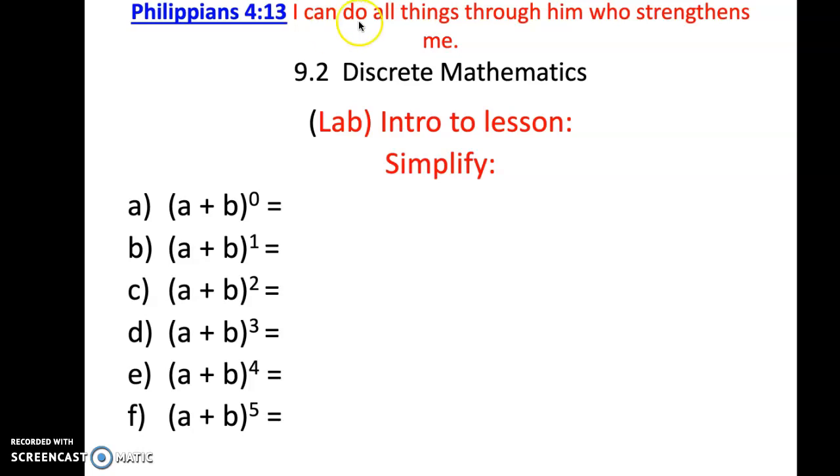Let's start with a much needed quote. I can do all things through him who strengthens me. So write this down, keep looking at this quote. We've got this, guys.